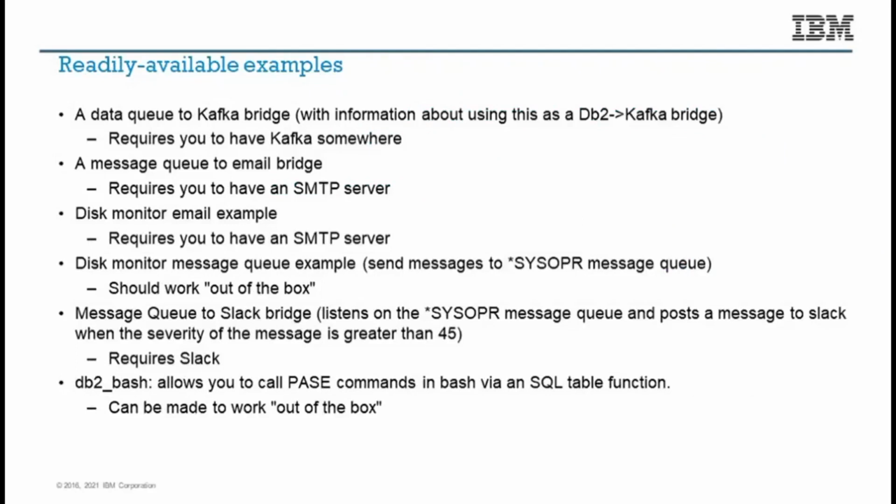I know a few other customers that are now using this, where it will go listen on the system operator message queue. And if there's a message with a severity greater than 45, it'll go post a message to a Slack channel and just say, hey, just so you know, there's a message here on the system operator message queue that you might be interested in knowing, right? A few people are using that already. And if you have Slack, you can start doing that again today. Let me know if you have any problems deploying any of these, right?